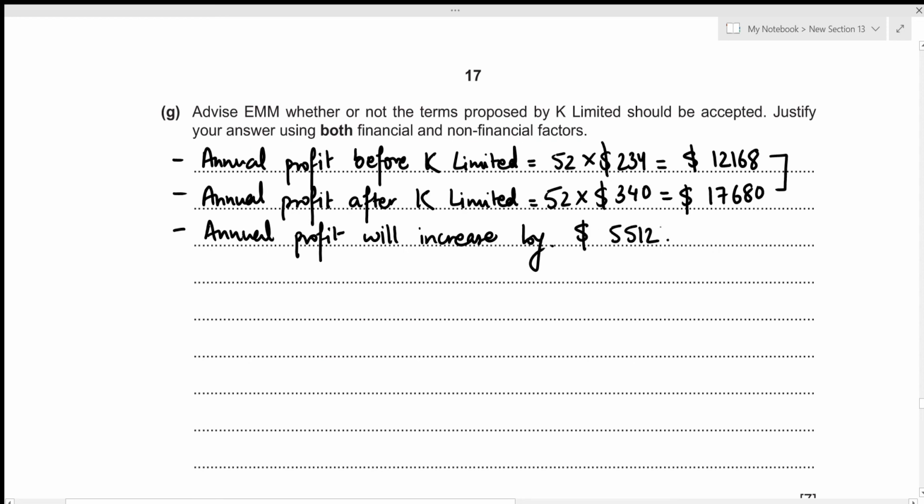Now, if you remember correctly, we were also given the annual target profit of 17,000, and we can clearly see that the annual profit is higher than that if we accept the proposal by K Limited. So we can also say that the target profit of 17,000 will be met. Alright, then we can also write that it produces a positive contribution.